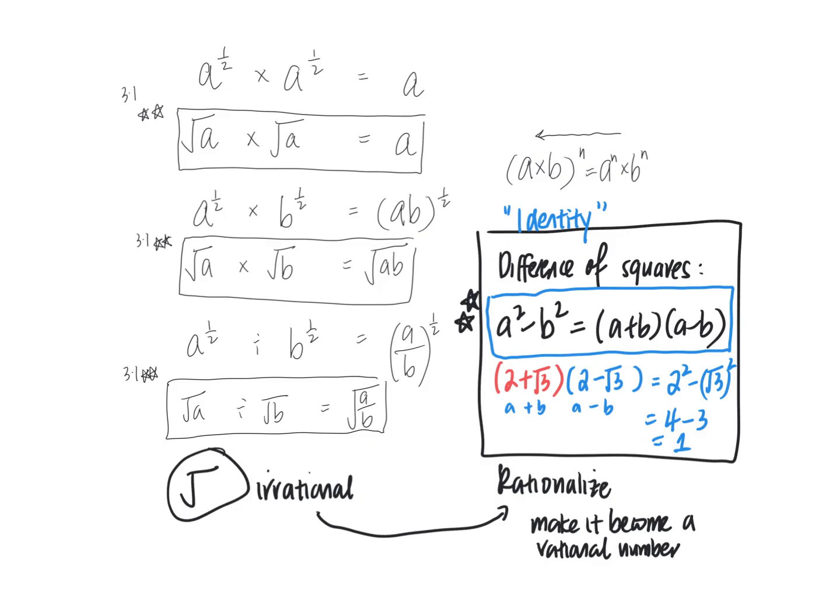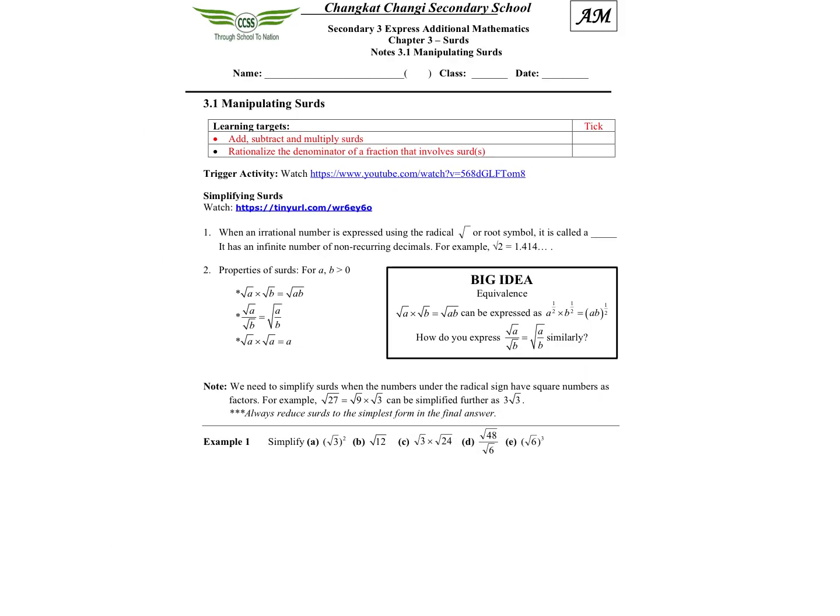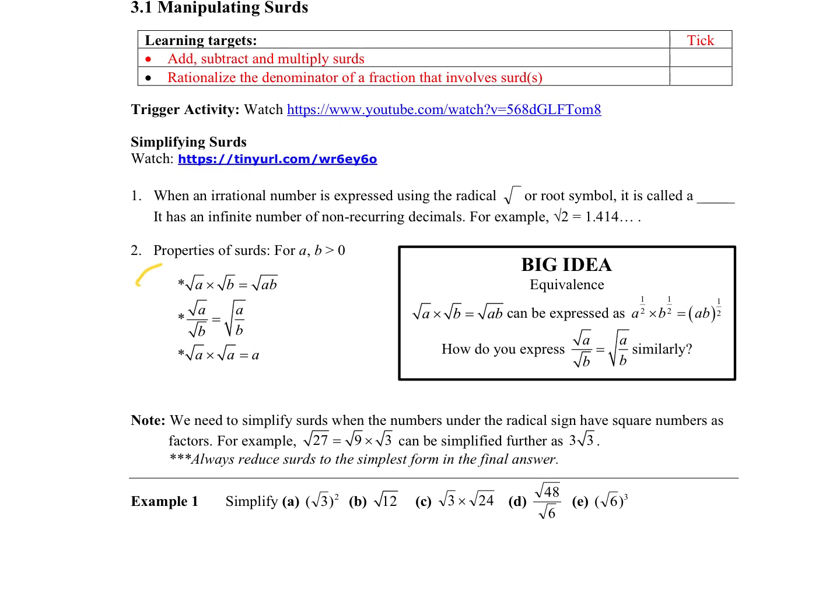Okay, so I think in Sec 1 you have learned irrational numbers like your pi, your square root 2. Any numbers that cannot be changed to a fraction is an irrational number. So this one you know, you learned before. Okay, let's look at this one. I told you already, right? I explained to you already. So these are the three properties that we will leverage upon when we simplify surds.